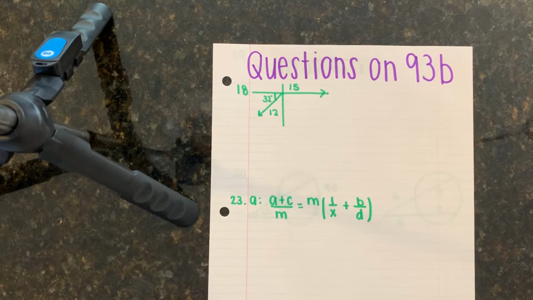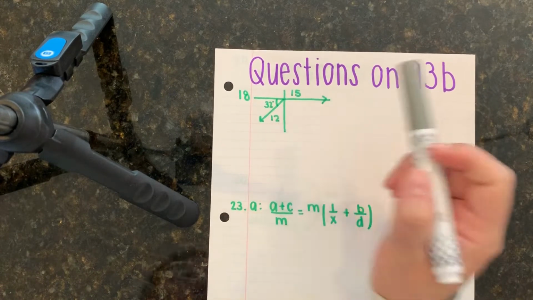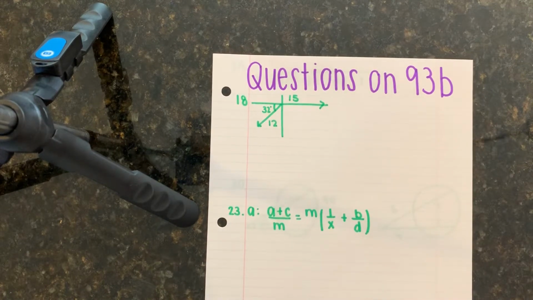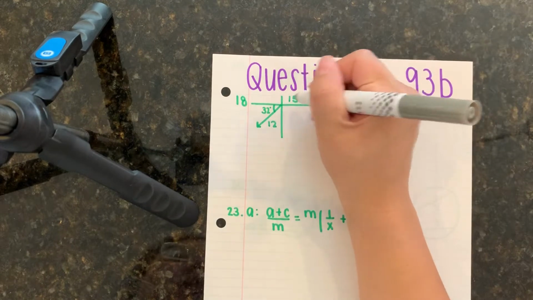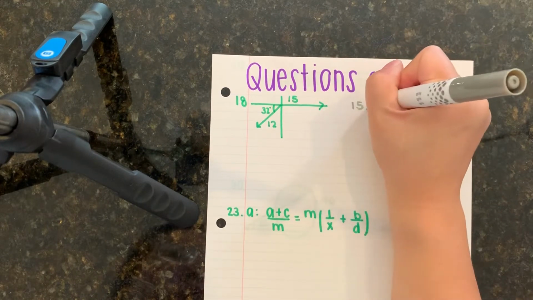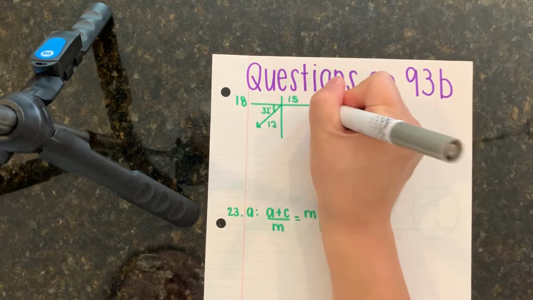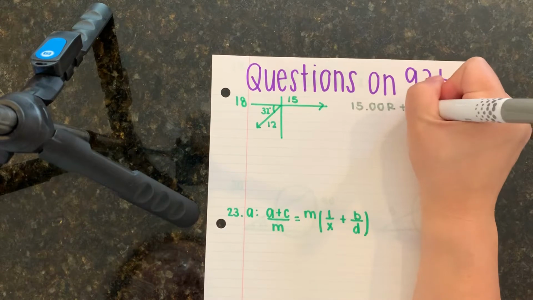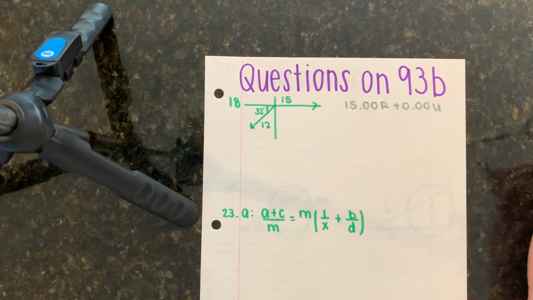So it looks like this. And what we're going to focus on first is this line that's going over to the right. Now it says that it's going 15 spaces to the right, but it's not going up or down. So I know automatically that this is going to be positive 15.00 r because it goes 15 spaces to the right, and it's not going up at all. So it'd be plus 0.00 u.